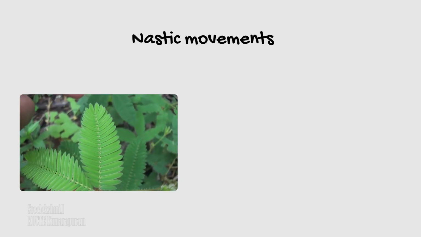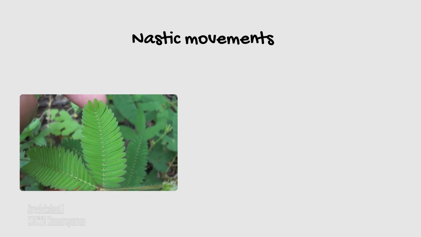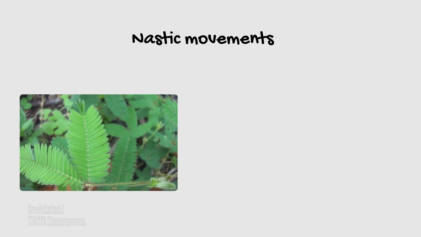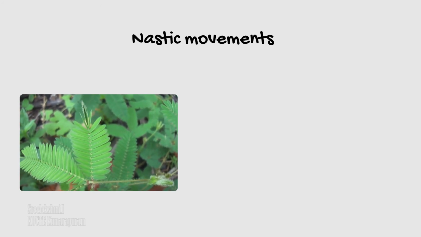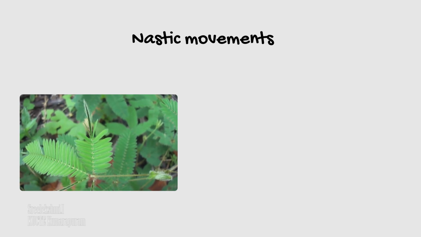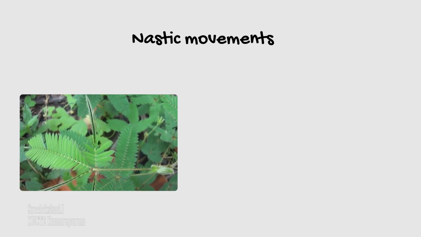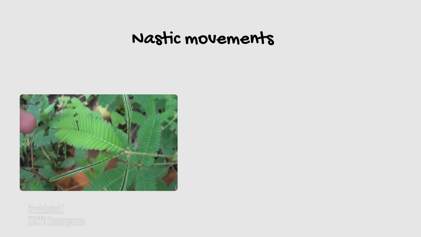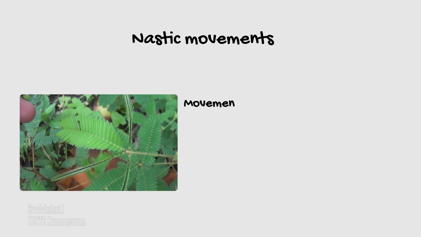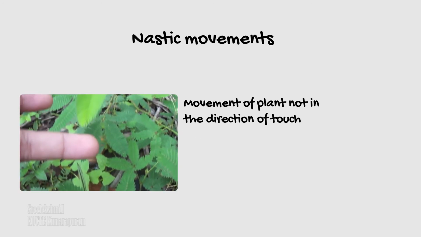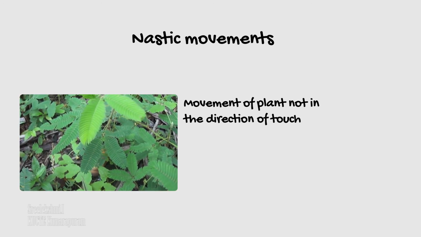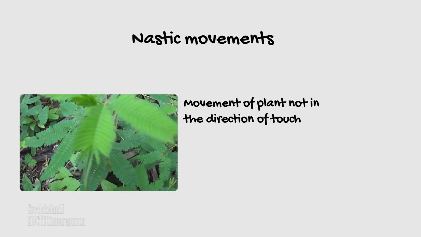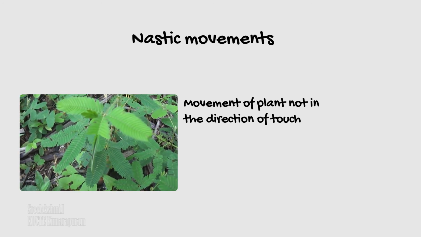We all know this plant. It is Mimosa pudica. Locally it is known as touch-me-not. What can you see before and after touching this plant? After touching, its compound leaves get folded inwards and droop. Here, the movement of the plant is not in the direction of the stimulus touch. Such a movement is known as nastic movement.